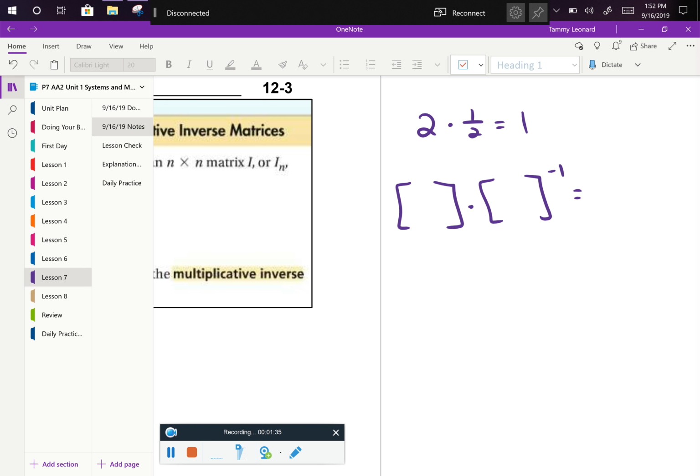Now this is different than a zero matrix. Remember we learned about the zero matrix the other day. A zero matrix is just full of zeros. The identity matrix is different. The identity matrix has 1s on the diagonal and 0s everywhere else. So only a square matrix can have an identity matrix. There's no identity matrix for a 3 by 2. There is for a 3 by 3 and a 4 by 4 and a 5 by 5, et cetera, et cetera. It has to be a square matrix or else there isn't an identity matrix.